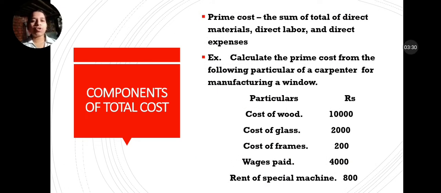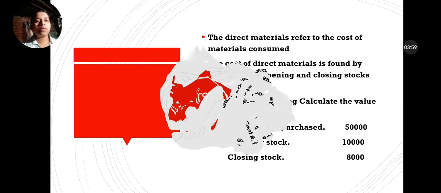Let's see the components of total cost. Prime cost is the sum total of direct material, direct labor and direct expenses. Here is an example: calculate prime cost from the following particulars of a carpenter for manufacturing a window. Cost of wood, cost of glass, cost of frame, wages paid, rent of special machine. These are the particulars for manufacturing a window.